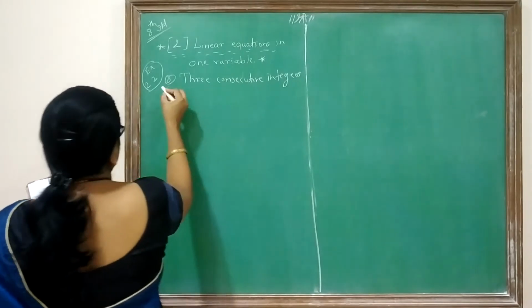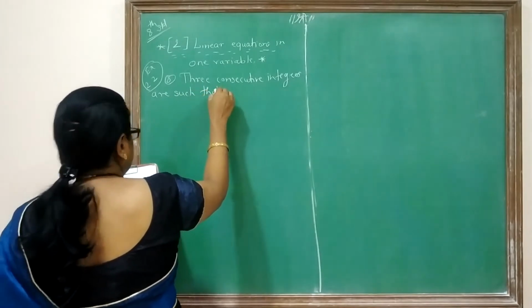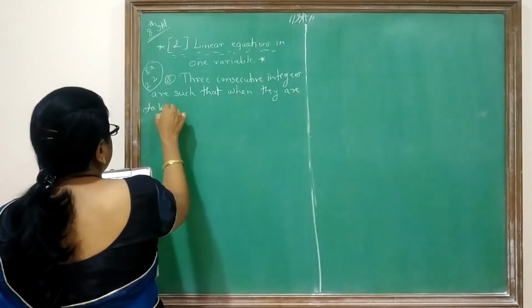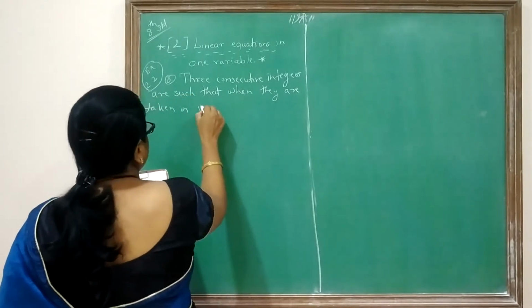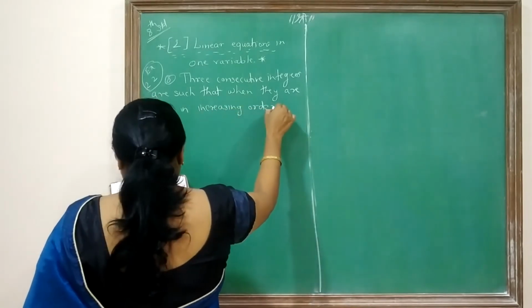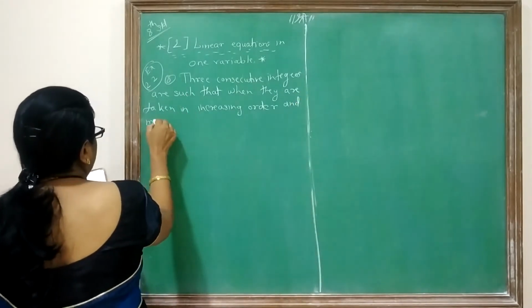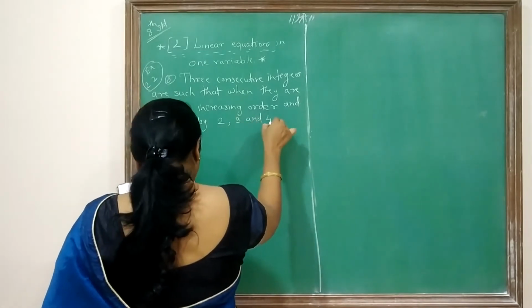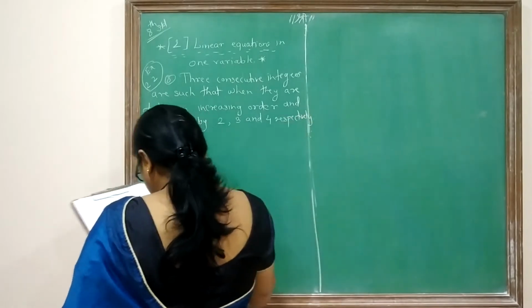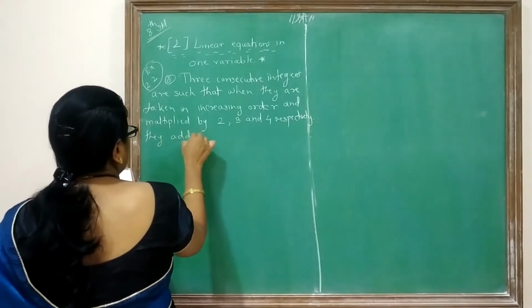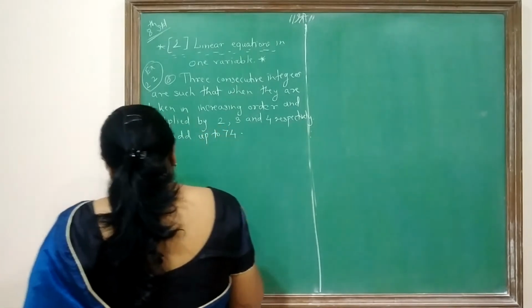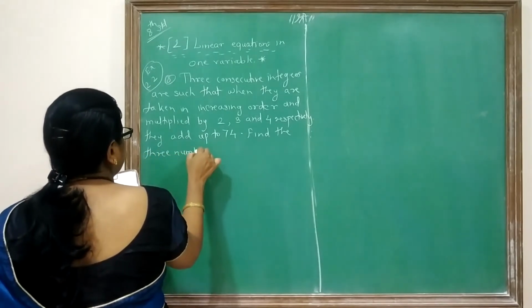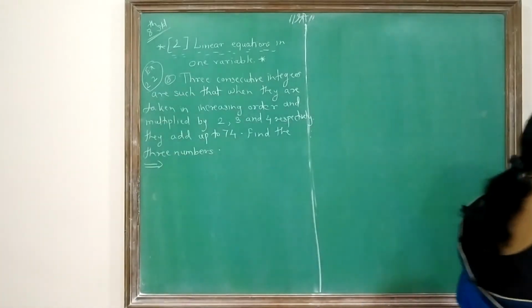Three consecutive integers are such that when they are taken in increasing order and multiplied by 2, 3 and 4 respectively, they add up to 74, and find the three numbers.